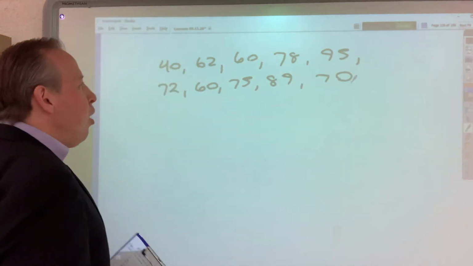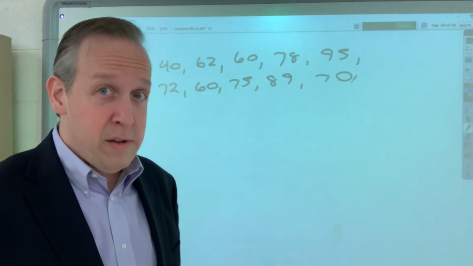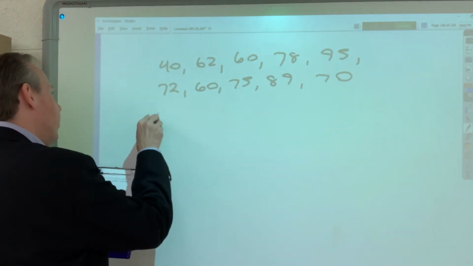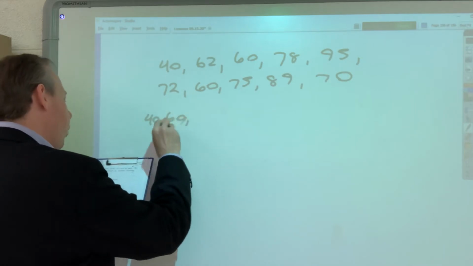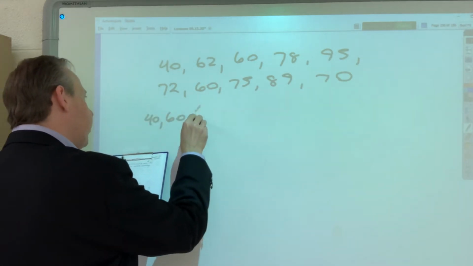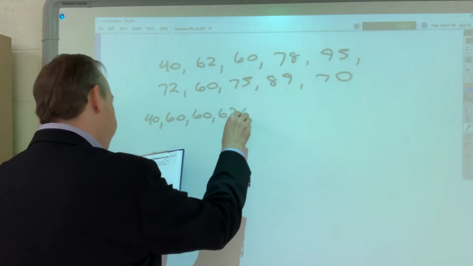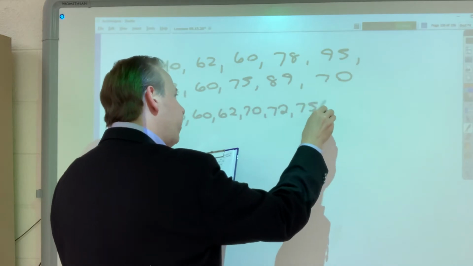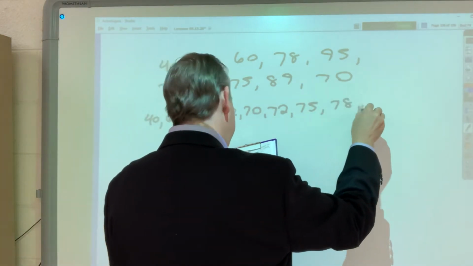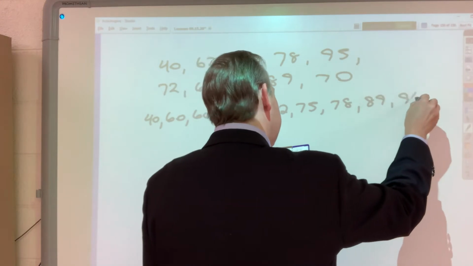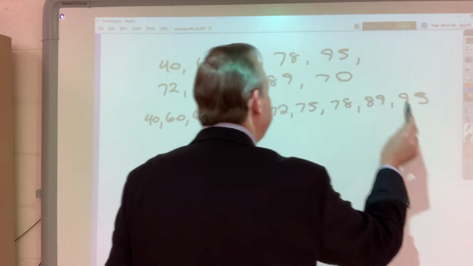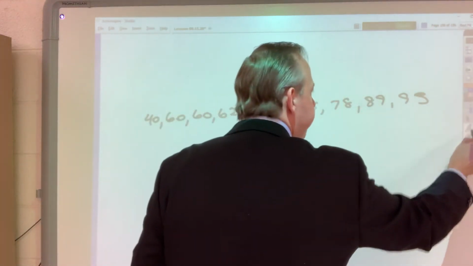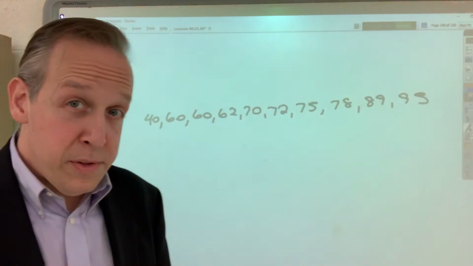Now, are these in order? Clearly they are not. So let's put them in order from least to greatest. What do we get? Well, 40 certainly does start it, then 60. I'm trying to put them on one line right now. And then there's another 60, and then a 62, 70, a 72, 75, 78, 89, and 95. So because I reordered them, I'm going to just erase what I had because it doesn't matter to me anymore. And there's several things that I can do with the data.